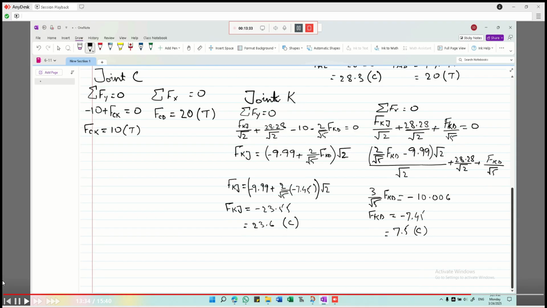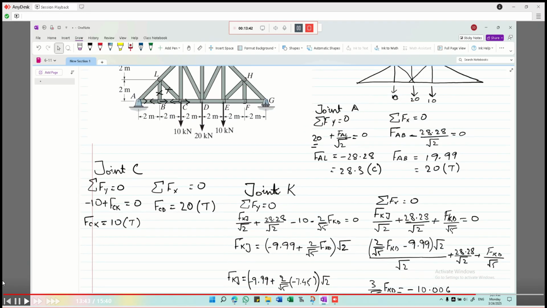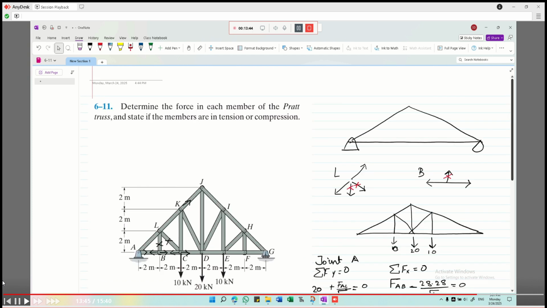Again, this one is also in compression. Finally, we will move on to joint J. Now that we have FKJ, we will find out FJD, because we assume that FKJ is equal to FIJ because the diagram is symmetrical.